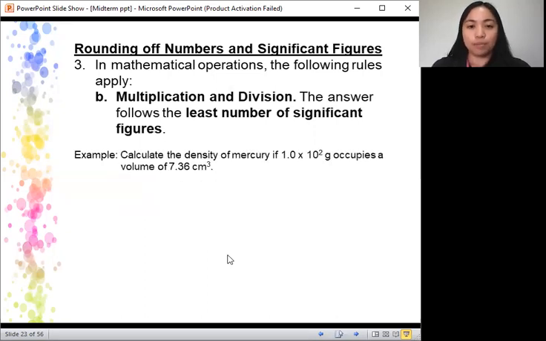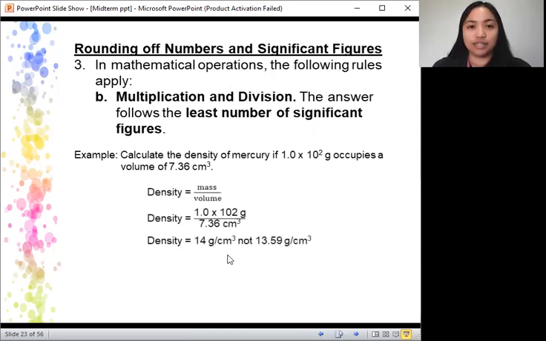Okay. Example, a problem. So, calculate the density of mercury if 1.0 times 10 to the 2 grams occupies a volume of 7.36 centimeter cube. So, you know the formula of density. It is mass over volume. So, density is equal to the mass, which is in grams, and it has only two significant figures. So, scientific notation ni had to the power of 2 ni siya. So 1.0 has only two significant figures, while your volume has three significant figures. So your answer should only have two significant figures.